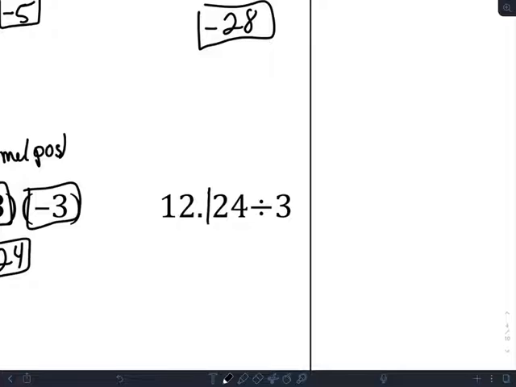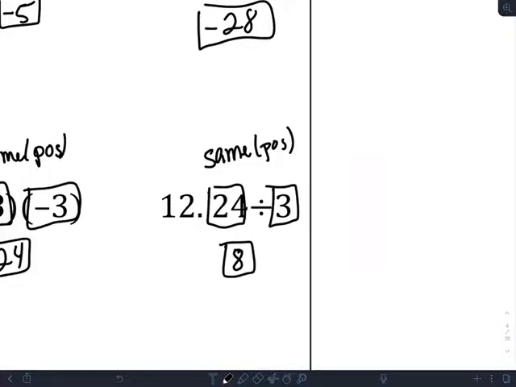Number 12, 24 divided by 3. Signs are the same. Since they're the same, my answer is going to be what? Positive or negative? Positive. Good. And then, of course, 24 divided by 3 is positive 8.